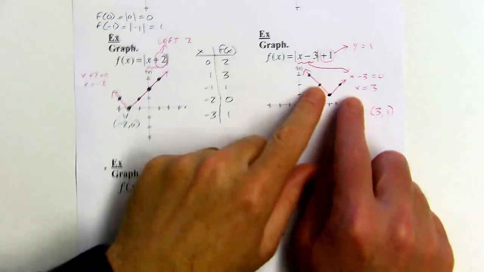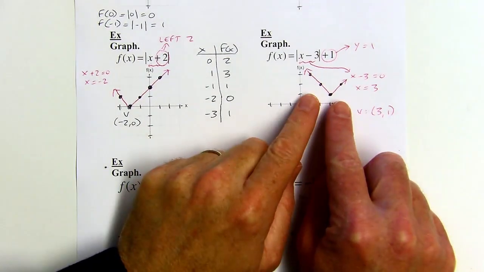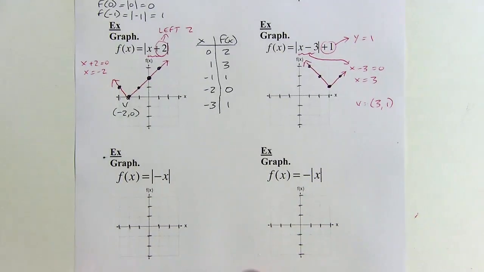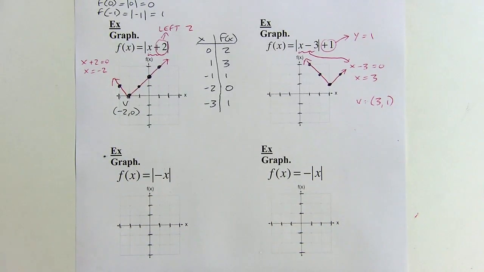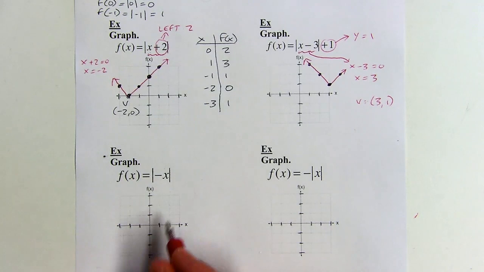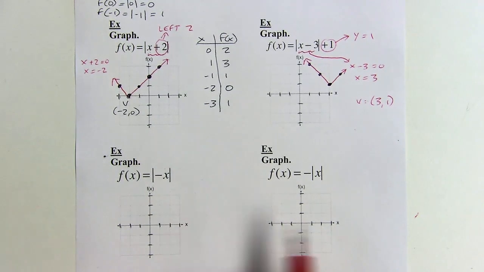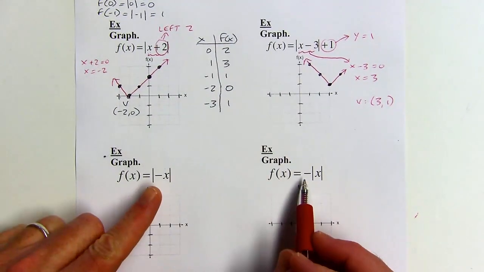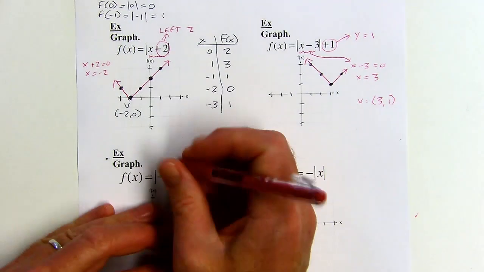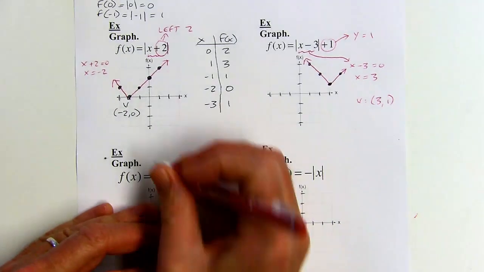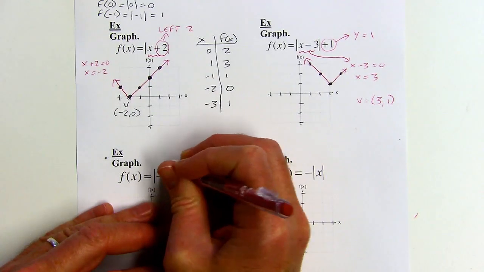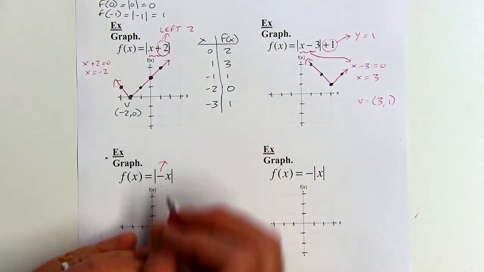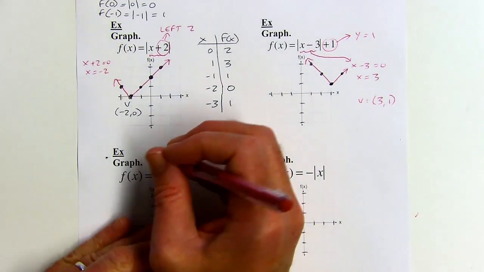Okay, now all the ones we've looked at so far will open upwards, but we can have ones that will open down. So let me just cut to the chase here. So when you see that we've got negatives on both of these. So when you have the negative inside the absolute value function, multiplying the x, it's like multiplying the input, that's going to reflect over the y-axis.